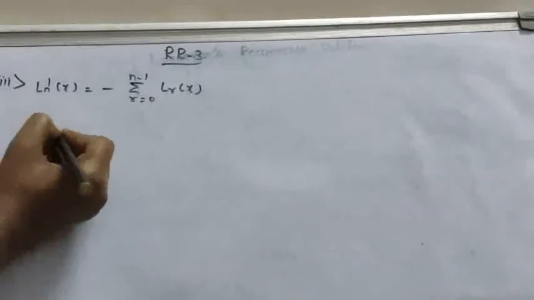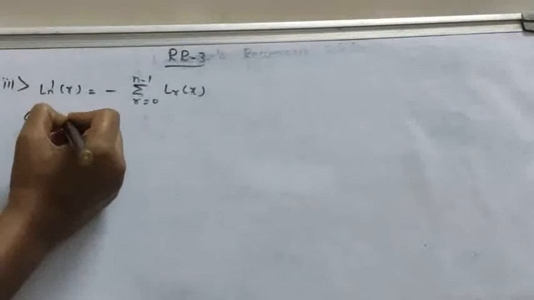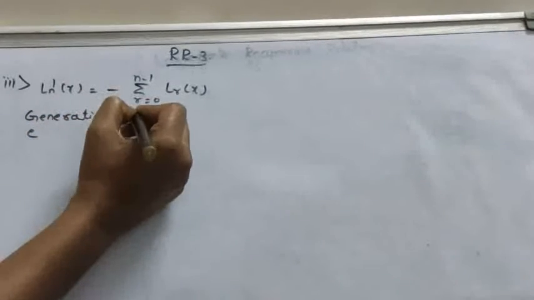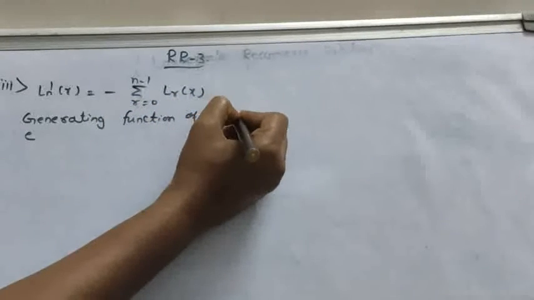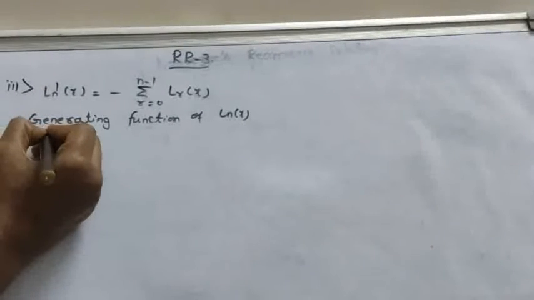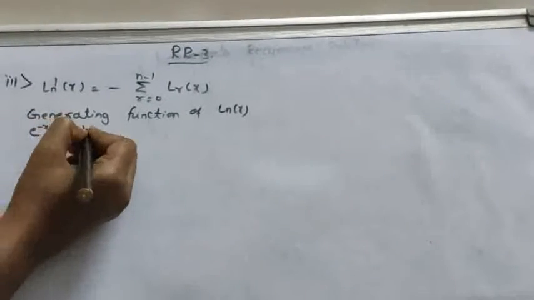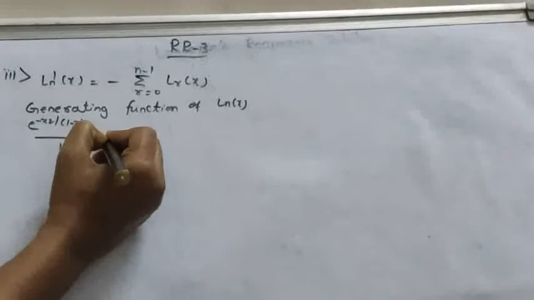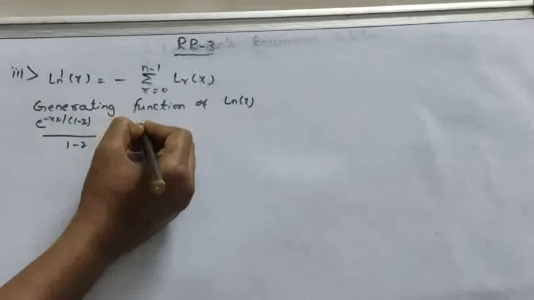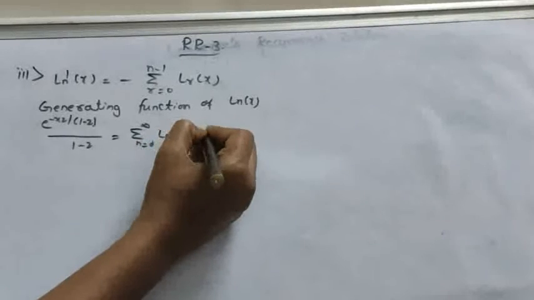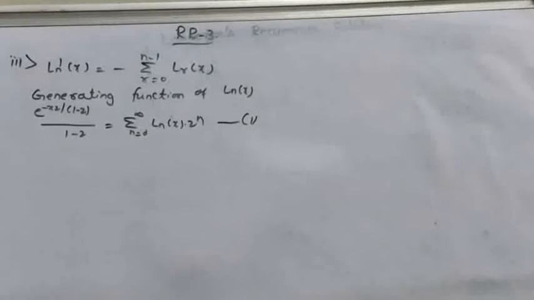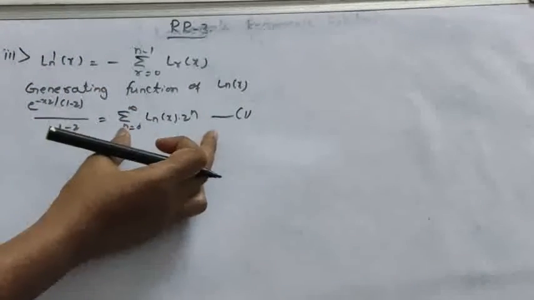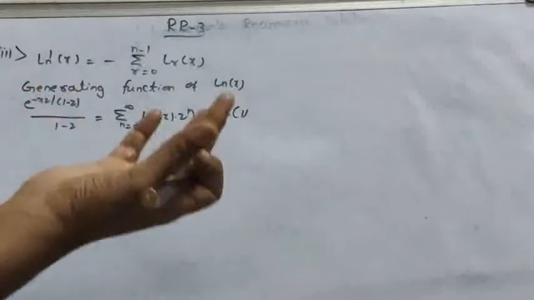The generating function of Lagrange polynomial is what? Generating function of Lagrange polynomial is given by e power minus xz by 1 minus z, by 1 minus z, is equal to summation n is equal to 0 to infinity ln of x into z power n. Consider this as equation number 1. Now we are going to differentiate. Now before differentiation you consider RHS as LHS and LHS as RHS.